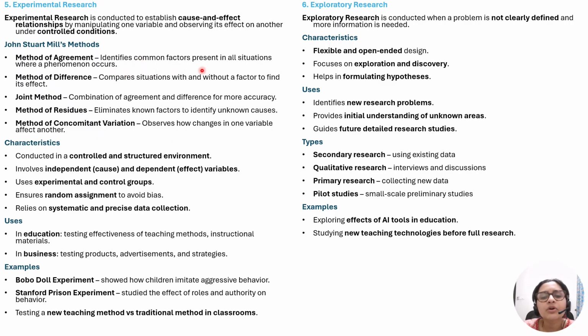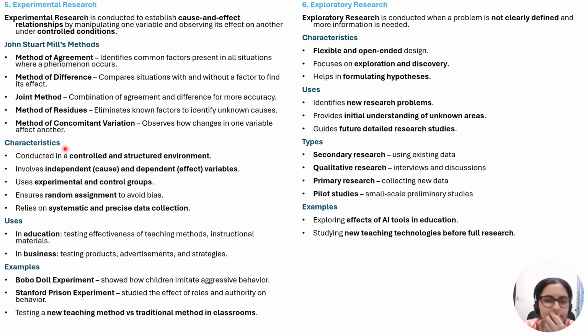It identifies common factors present in all situations when a phenomenon occurs. Then method of difference, it compares the situations with and without a factor to find the effect. Joint method, combination of agreement and difference for more accuracy. Then method of residues. It eliminates the known factors to identify unknown causes. Okay, all known factors are eliminated and what is left out? The unknown factor. Method of concomitant variation. It observes how changes in one variable affect the other.